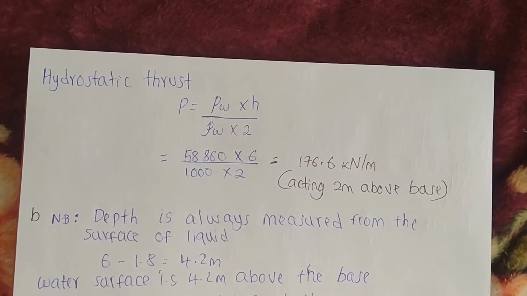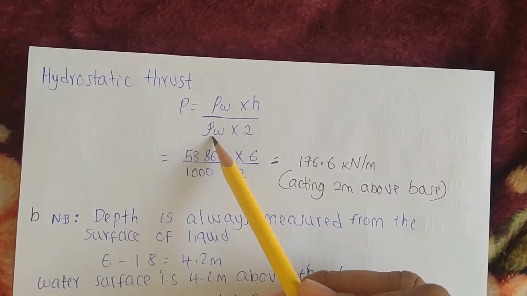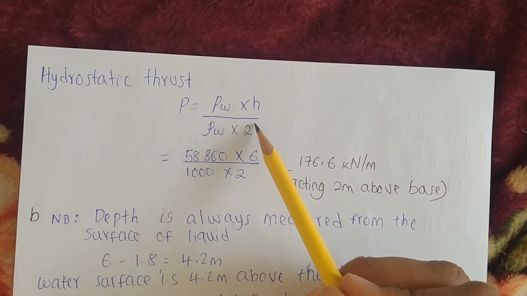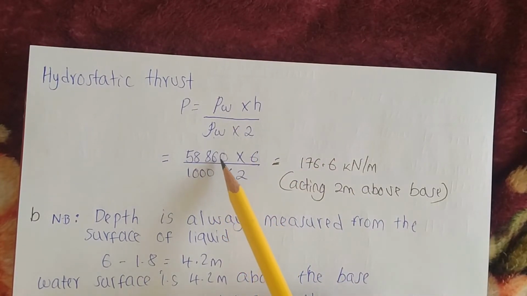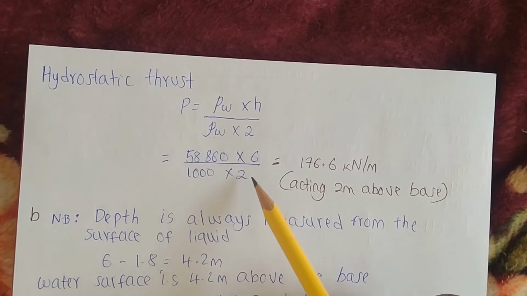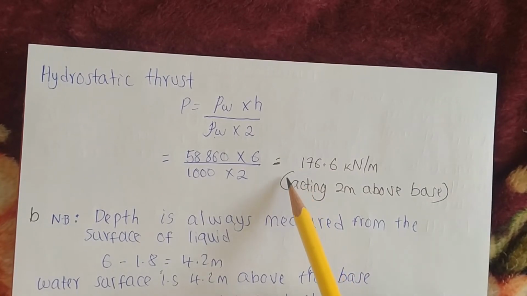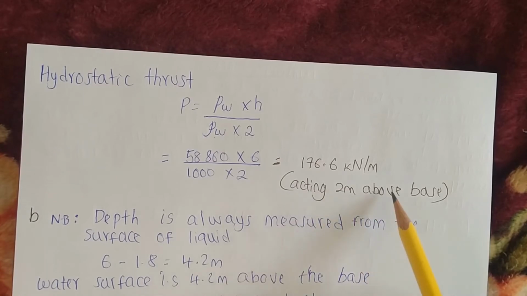Now we shall calculate the hydrostatic thrust. We have our formula P is equal to PW multiplied by the height over the density of water multiplied by 2. This is the formula that we shall use to calculate our hydrostatic thrust. PW we got as 58,860, multiplied by 6, which is our height, and then divided by the density of water, which is 1000 multiplied by 2. When you calculate this, you'll get your answer, 176.6 kilonewtons per meter, acting 2 meters above the base.